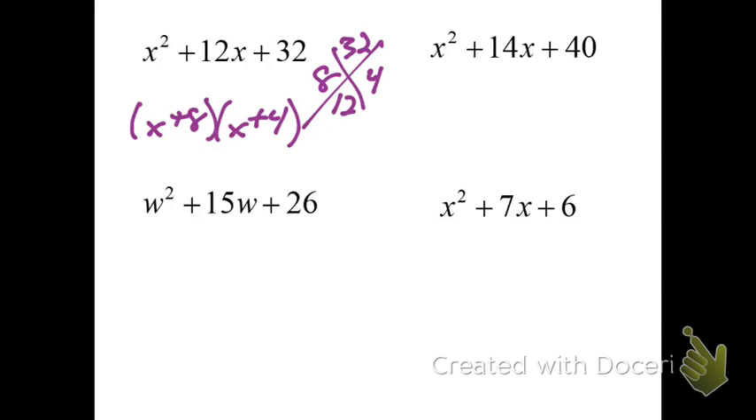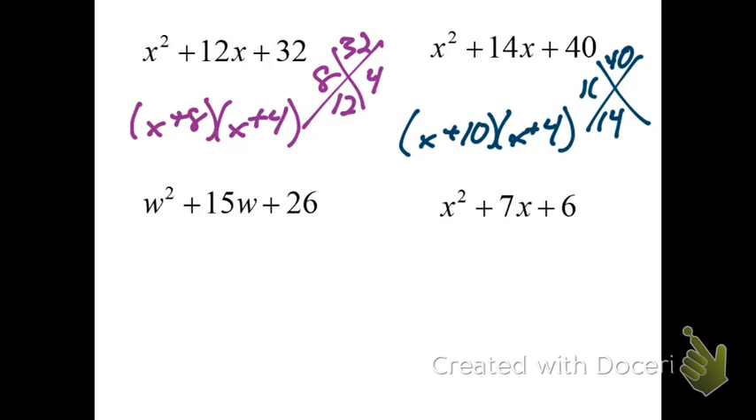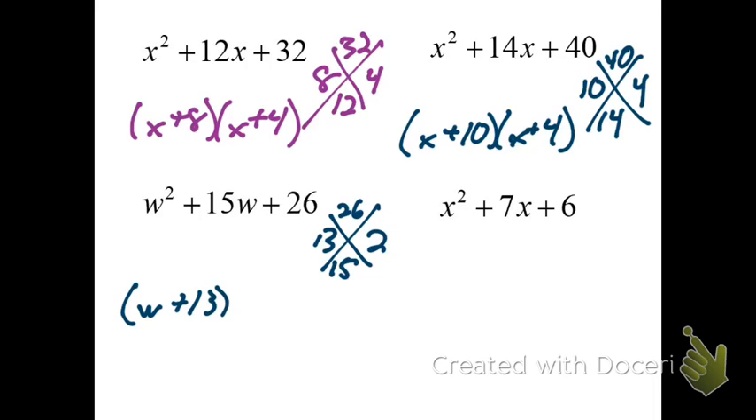So you do have to be pretty good with your factors here. It is helpful. Then over here, I have two numbers that multiply to 40 and add up to 14. That would be 10 and 4. Then two numbers multiply to 26 and add up to 15. 26 only has a few factors there. 13 and 2 are helpful. So this will be w plus 13 and w plus 2.